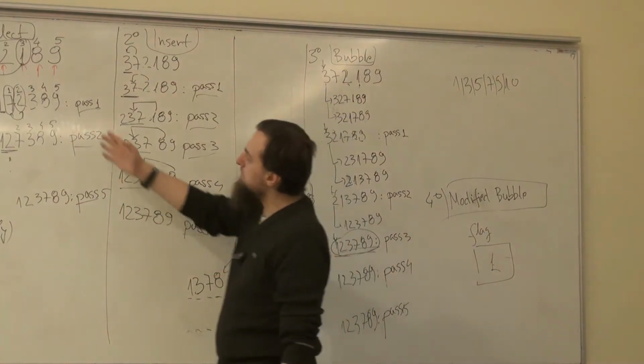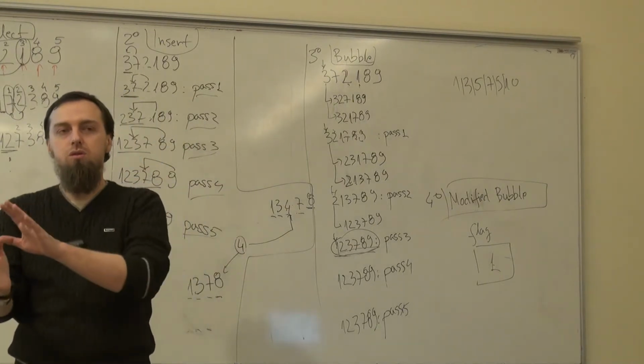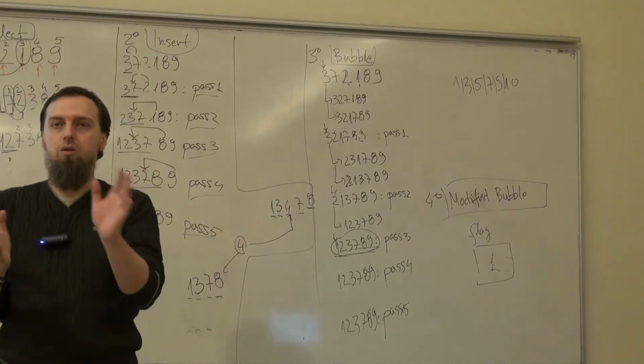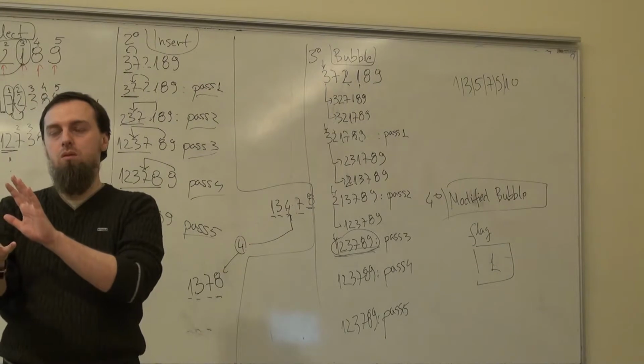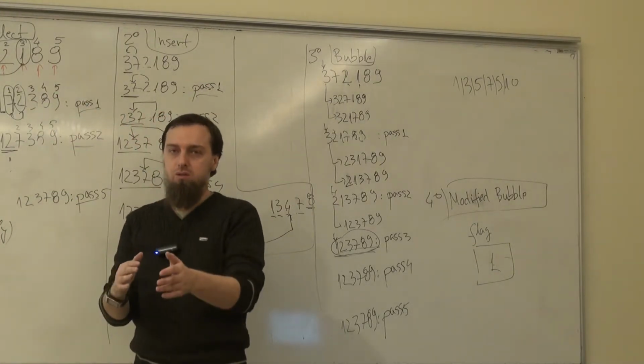And the interesting part of the select algorithm is that it doesn't care whether it's sorted or not, whether it's in reverse or not, whether it's a random list or not. It approximately always gives the same results.